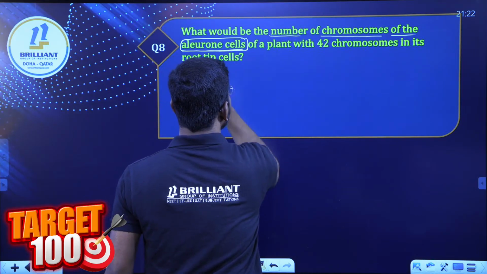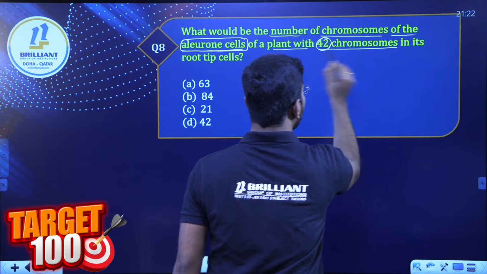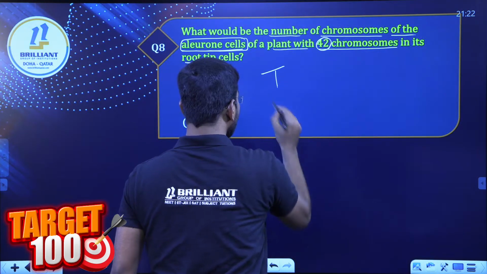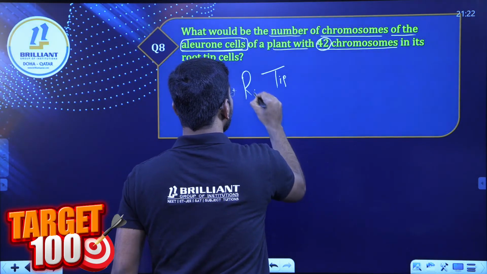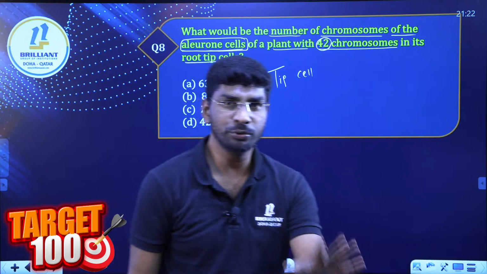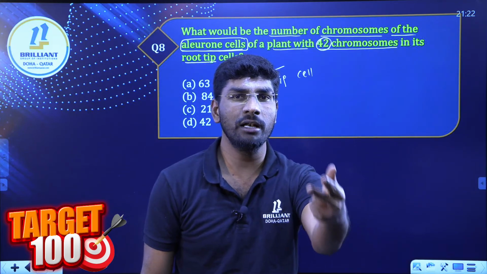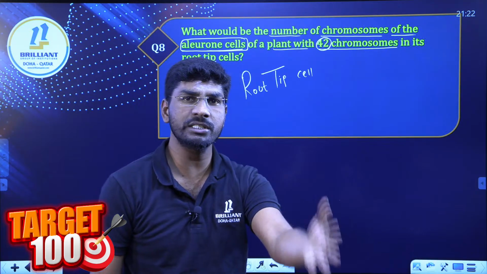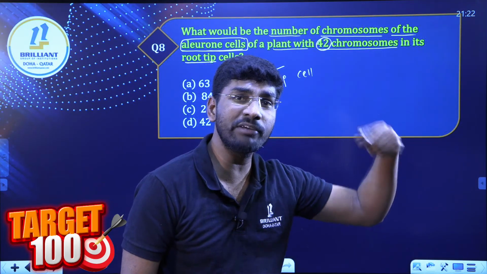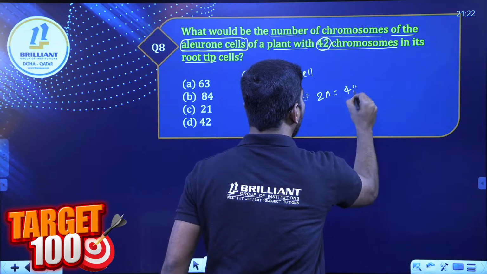Of a plant, 42 chromosomes. Also mark, in the root tip. Root tip is given. This is a root tip cell. My dear students, the total plant body is diploid. Root cell, stem cell, leaf cell, any cell, meristematic cell, is diploid in nature. So in the question they have given the diploid number of chromosomes, 2n, 42, already given.